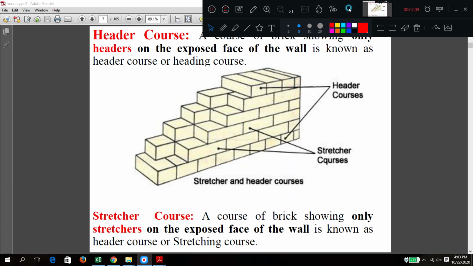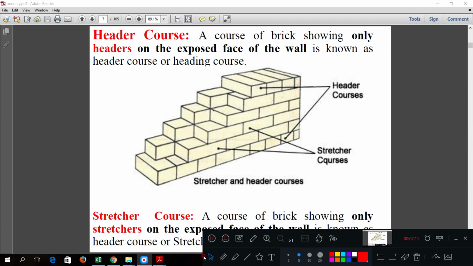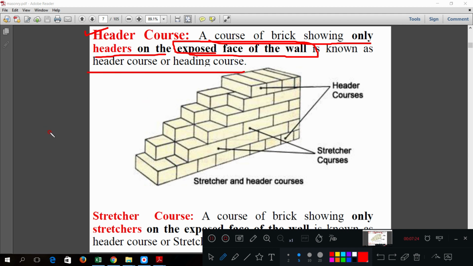Now see this diagram. Here they are explaining what? Header course. A course of brick showing only headers on the exposed face of the wall. That is very important. It is known as header course. Can you identify where the header course is?